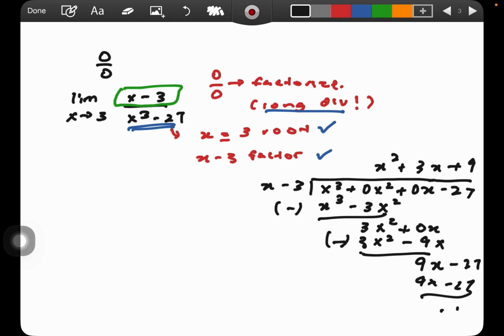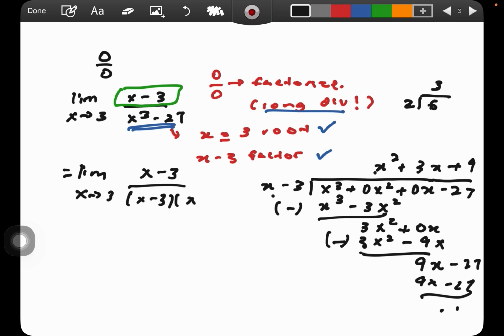So what we know is we can use the idea from here. 6 divided by 2 is 3. So 3 times 2 I get 6. So now the bottom, it's just x square plus 3x plus 9 times x minus 3. You're going to get x cubed minus 27. So I can write it as limit x approaching 3. The top I maintain, nothing doing. So the bottom is x minus 3 times x square plus 3x plus 9. Hope you are clear up until there.